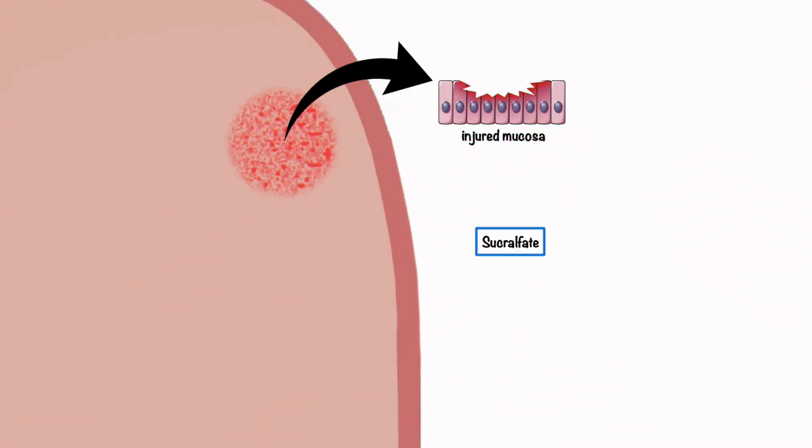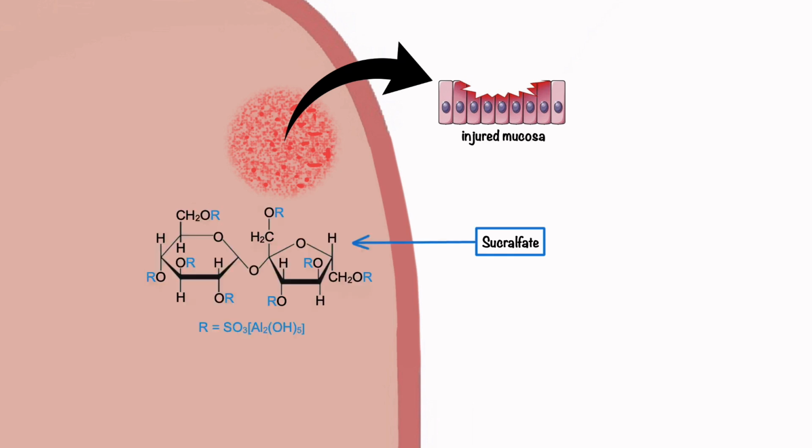Sucralfate, on the other hand, is a complex of aluminum hydroxide and sulfated sucrose molecules, which in the acidic environment of the stomach breaks down into strongly negatively charged sucrose sulfate and aluminum salt. The negatively charged sucrose sulfate then binds to positively charged proteins in the base of erosion, forming a physical barrier that restricts further damage, allowing ulcers to heal more rapidly.